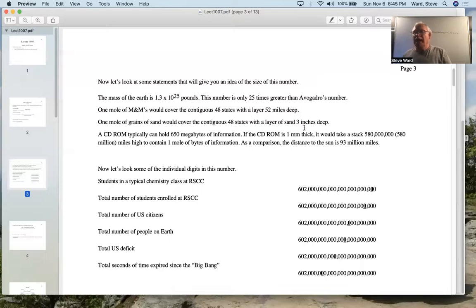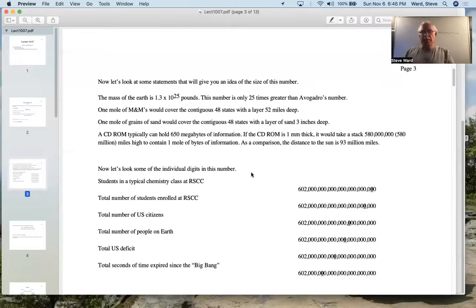It would take a stack of CDs that would be 580 million miles high to contain that much information, that many moles of information, or that many, a mole of bytes. Okay. By comparison, the distance to the sun is only 93 million miles. This is a very large number.